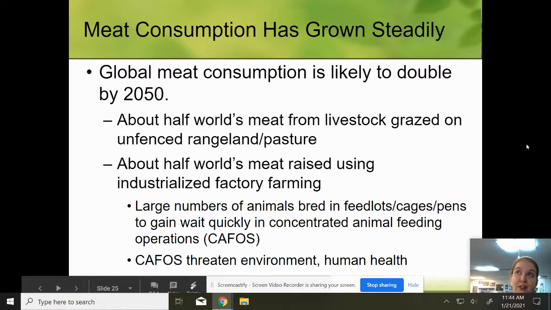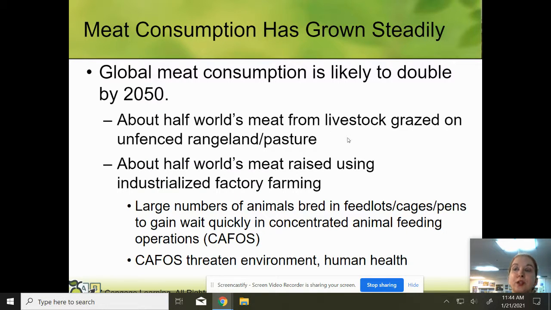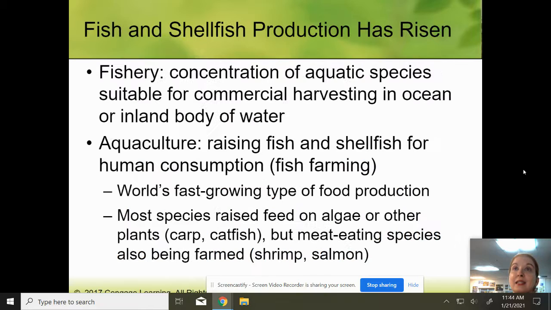Now, meat consumption has grown steadily. They're expecting global meat consumption to double by 2050. This cannot happen. About half the world's meat is from livestock raised on unfenced rangeland or pastures, and half the world's meat is raised using industrialized factory farming. Most of the United States comes from industrialized factory farming. And this is large numbers of animals that are bred in feedlots or cages or pens to gain weight, and concentrated animal feeding operations, or CAFOs. CAFOs threaten the environment and human health, and we will look more at that this week and next.